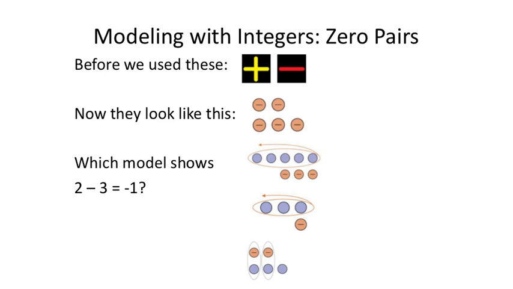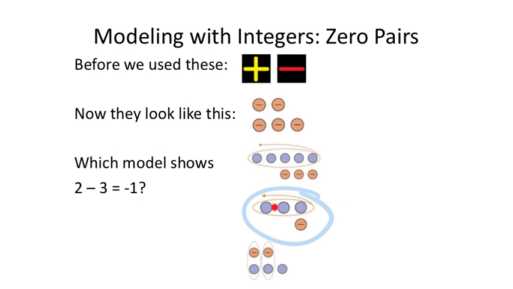So it says, now they look like this. Instead of these tiles, they're just going to be circles, and the colors are different. Which model shows 2 minus 3 equals negative 1? The only one that I can see that resembles a final value of negative 1 looks like it's this one right here. Okay, so let's look at these other ones.